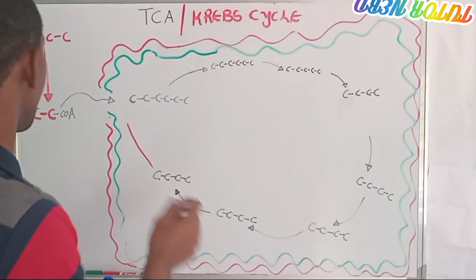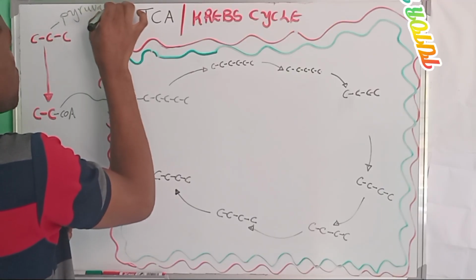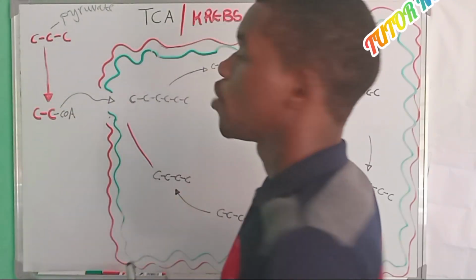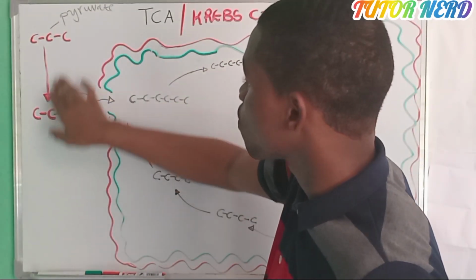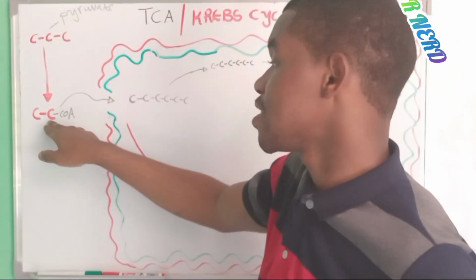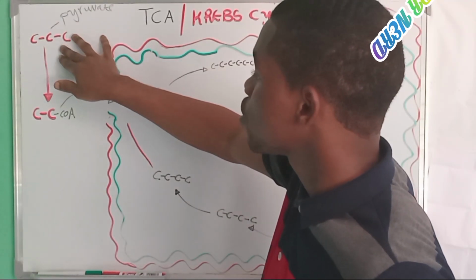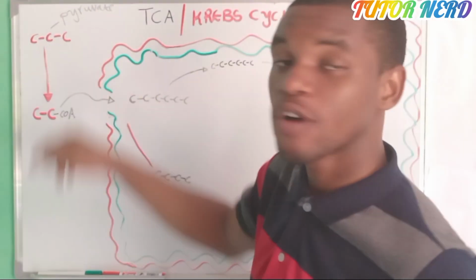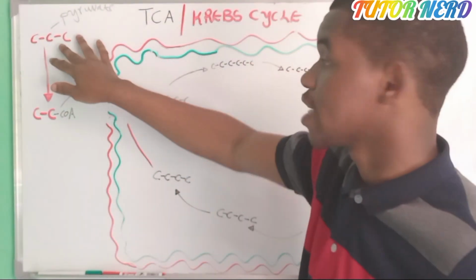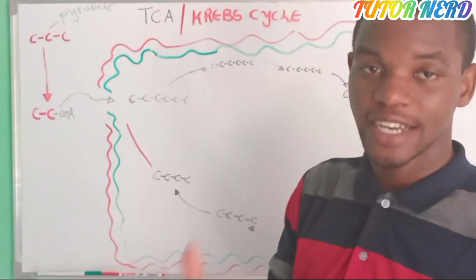So this is the pyruvate, and as you have seen, it is a 3 carbon molecule. What is being produced from pyruvate has 2 carbon atoms, so this is a 2 carbon molecule. What happened is there was a loss of a carbon atom in the form of carbon dioxide. Anytime we lose a carbon atom, we lose it in the form of carbon dioxide. So here a decarboxylation reaction took place.